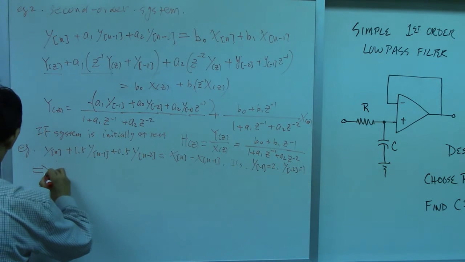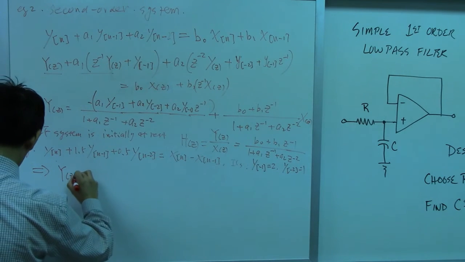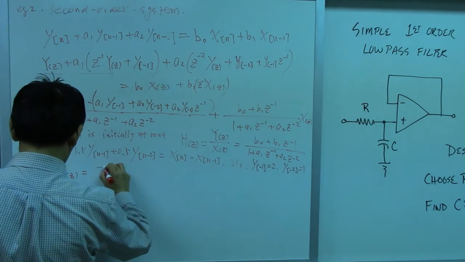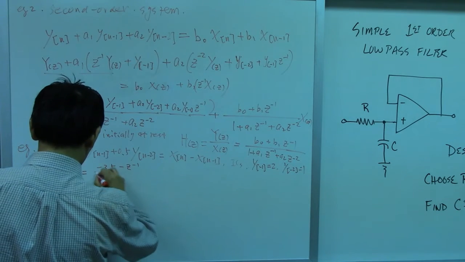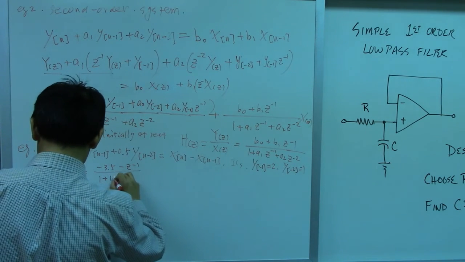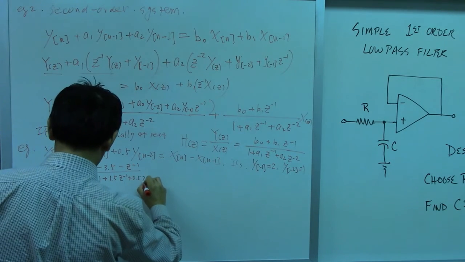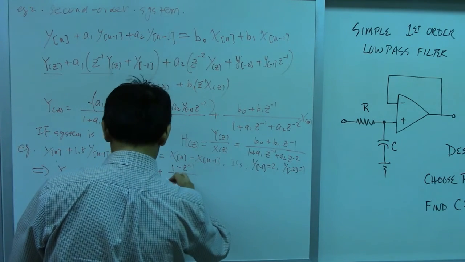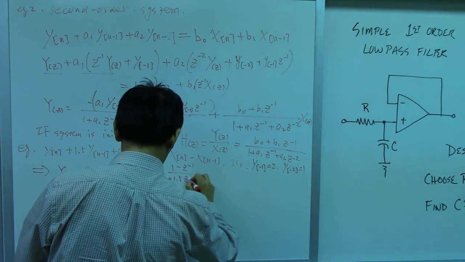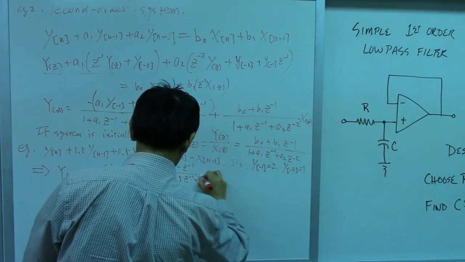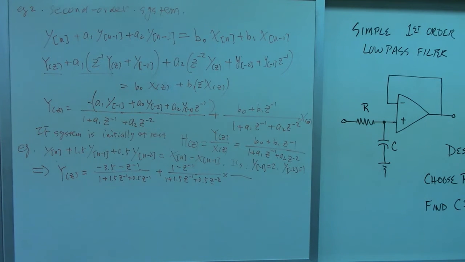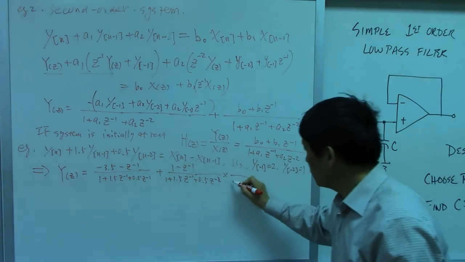So the result is Y(z) equals negative 3.5 minus z to the -1 over 1 plus 1.5 z to the -1 plus 0.5 z to the -2, plus 1 minus z to the -1 over 1 plus 1.5 z to the -1 plus 0.5 z to the -2, then times, again, we are looking for the unit step response, so the input here will be 1 minus.